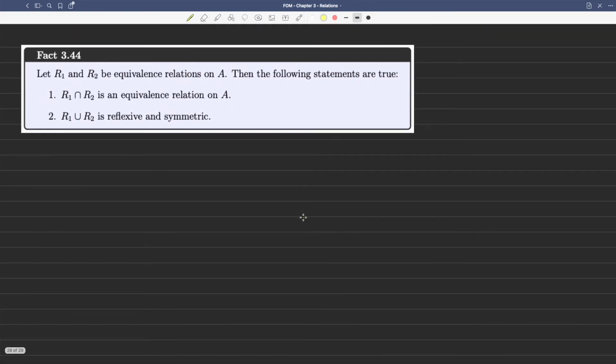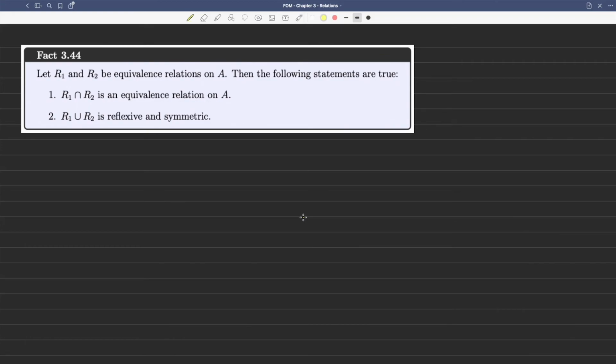Here's another kind of interesting fact about equivalence relations. Anytime that we have a new concept, we kind of want to see how it interacts with our basic set operations. Everything that we're defining is based on sets, and we have these set operations like intersection, union. There's also set difference and set complement.